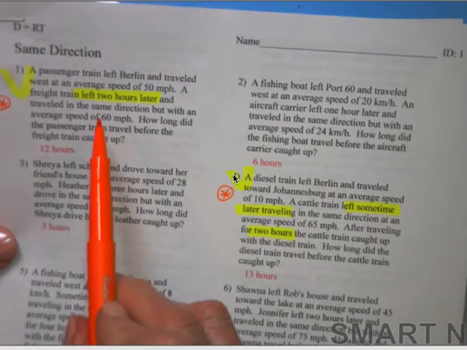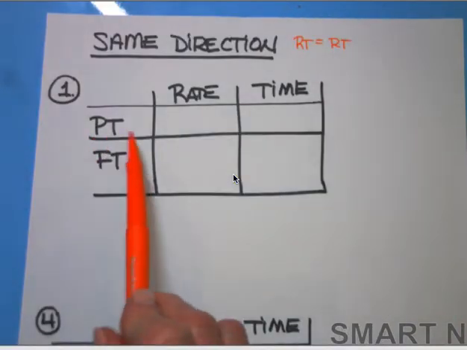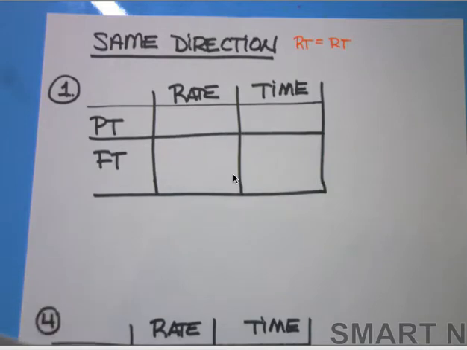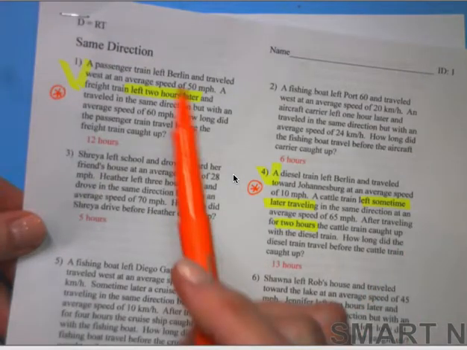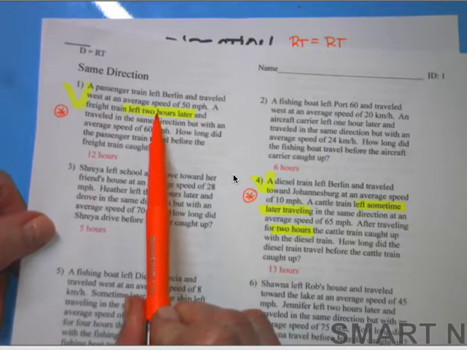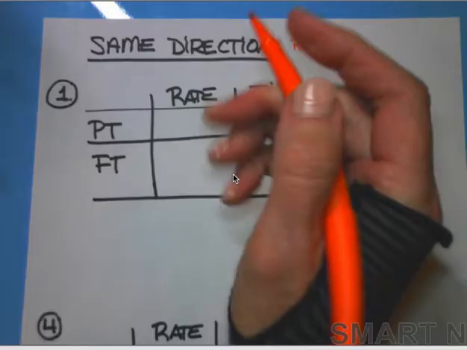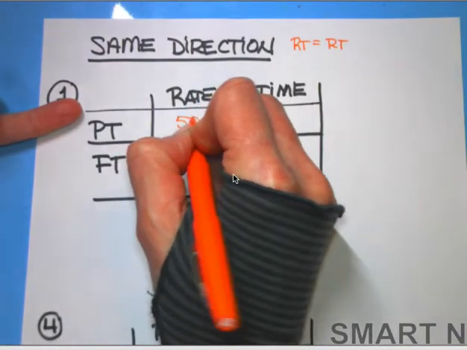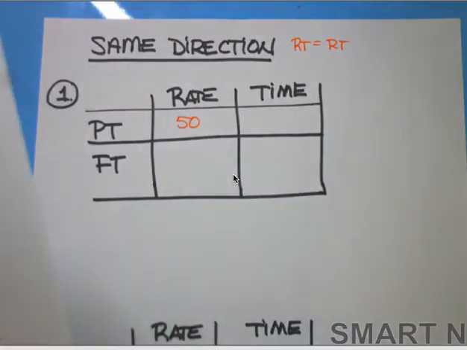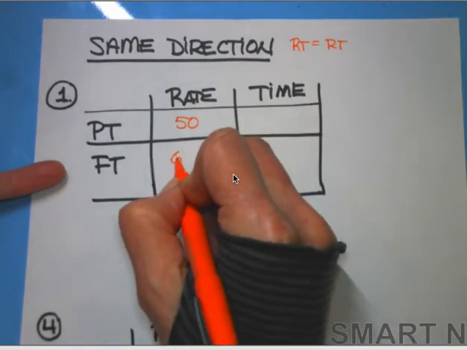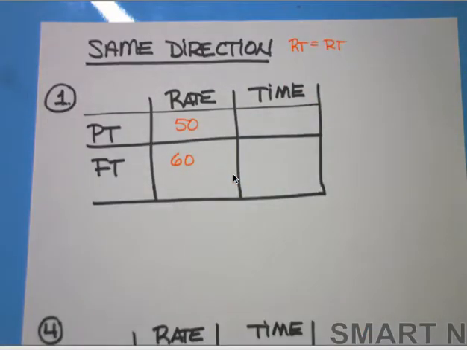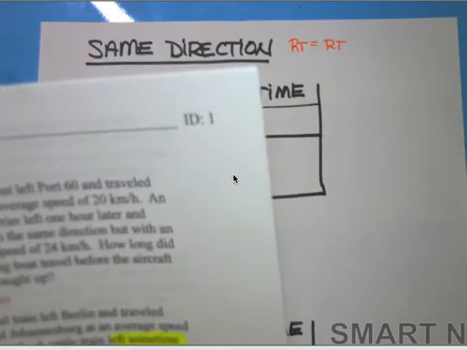And I'm doing number 1. So in number 1, I have a passenger train and a freight train. So I've got my rows labeled passenger train and freight train. And let me look at my notes as I'm doing this. All right, so the passenger train, I'm straight up told, is traveling at a rate of 50 miles per hour, and the freight train is traveling at 60 miles per hour. So their rates are given. What I'm not given in this particular problem are the times, so that's what I need to pay really close attention to.